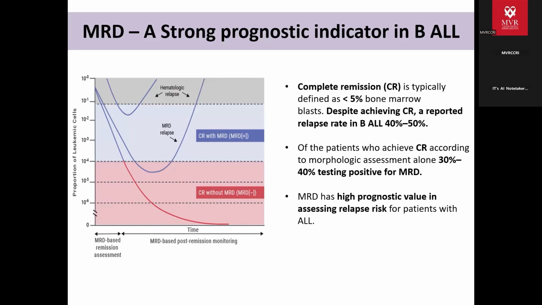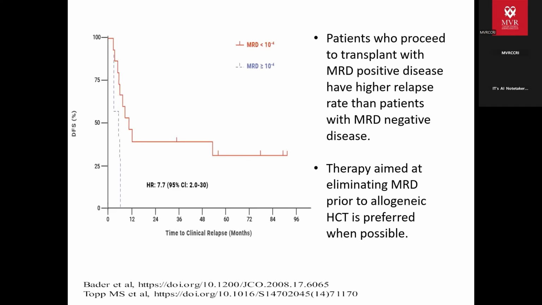But it's seen that despite achieving complete remission, there is a reported relapse rate of 40 to 50% in B-ALL. Of these patients who have achieved complete remission, when we do MRD testing, we see that 30 to 40% of them are positive for MRD. This shows that MRD has a very high prognostic value in assessing the relapse risk in ALL. Also, patients who proceed to transplant with MRD positive disease have a higher relapse rate than patients who are MRD negative. So therapies are aimed at eliminating MRD prior to allogenic stem cell transplant whenever possible.